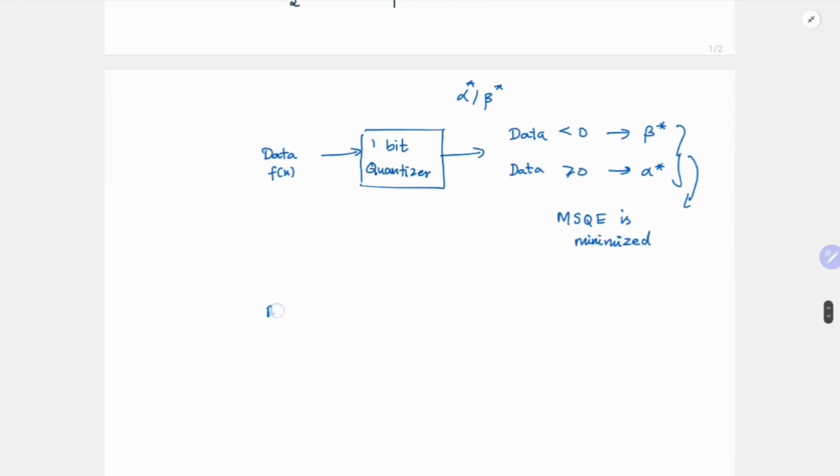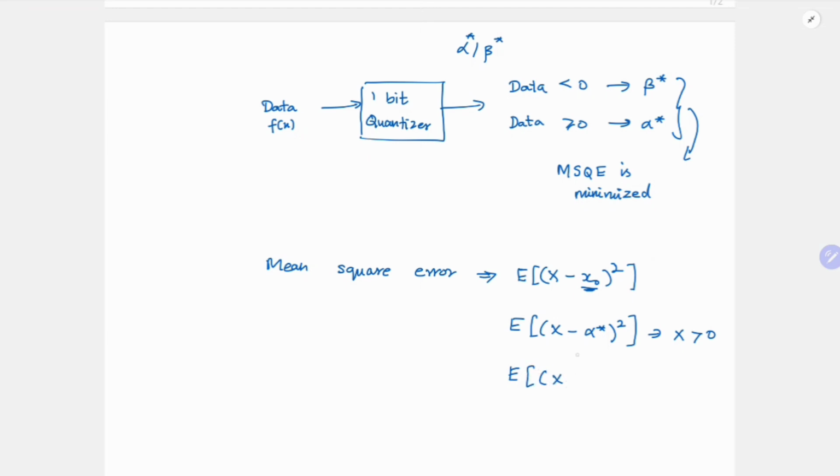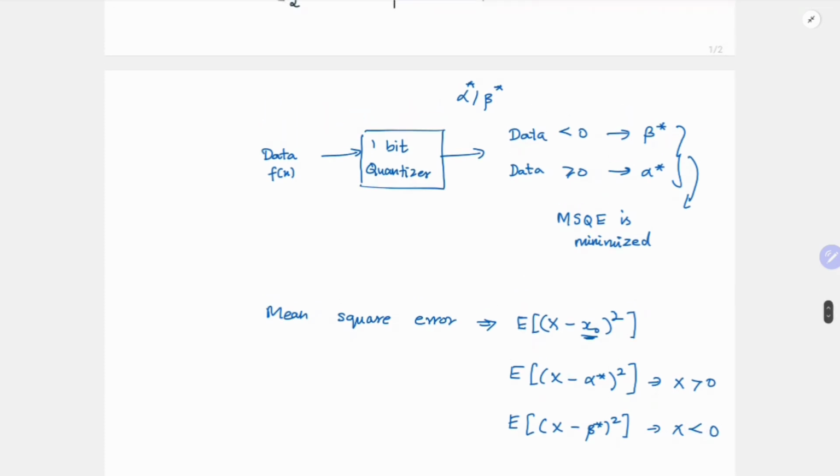So what is mean square error first? Mean square error is nothing but the expectation value of your random variable minus whatever value you assume, squared. So now what is the quantization error? In this you are quantizing it to some value alpha star. So it will be E of (x minus alpha star) whole square. This is for your data x greater than 0. Similarly, E of (x minus beta star) whole square should be minimized for your x less than 0. Okay. So this much only we need to know, and from this we can get everything.